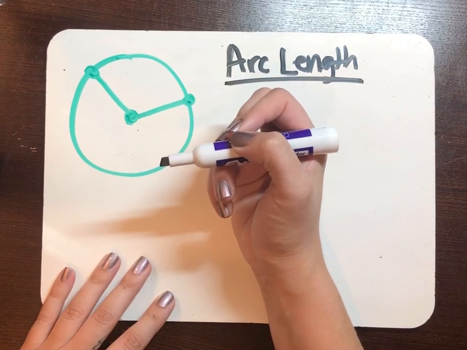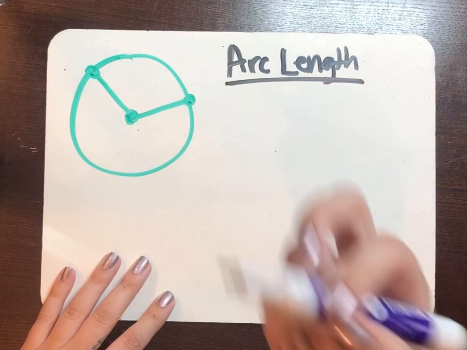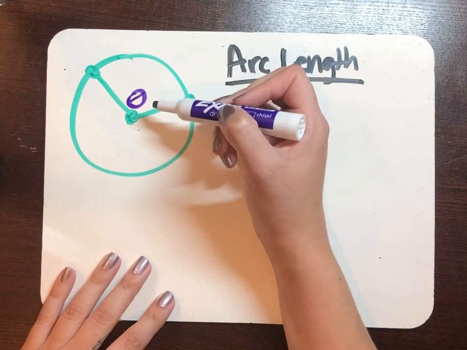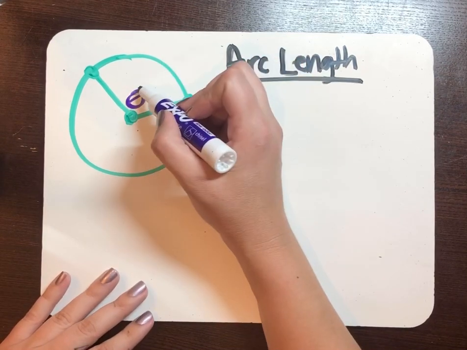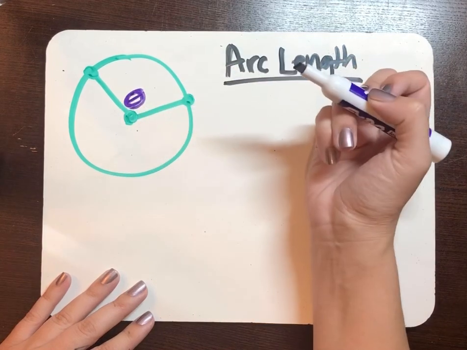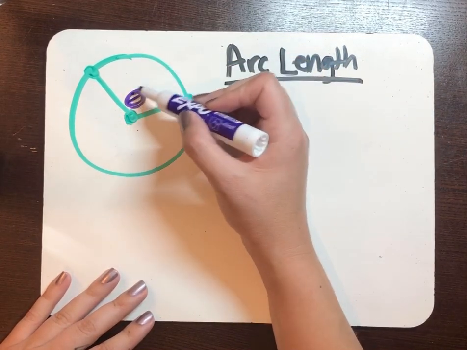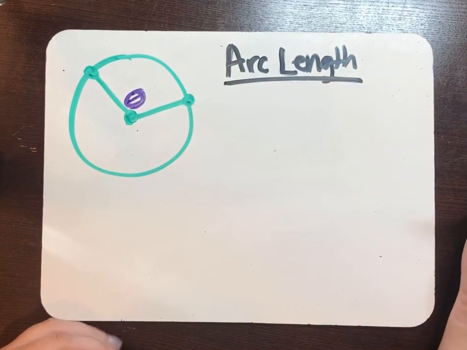Instead of using X or Y to represent the angle measure of an angle that we're trying to find, we often use this symbol called theta. It's a Greek letter that's usually used to represent an angle measure. It's just like a little circle with a segment going through the middle, like the diameter of the circle drawn. So theta is what we're going to use to represent this central angle measure.